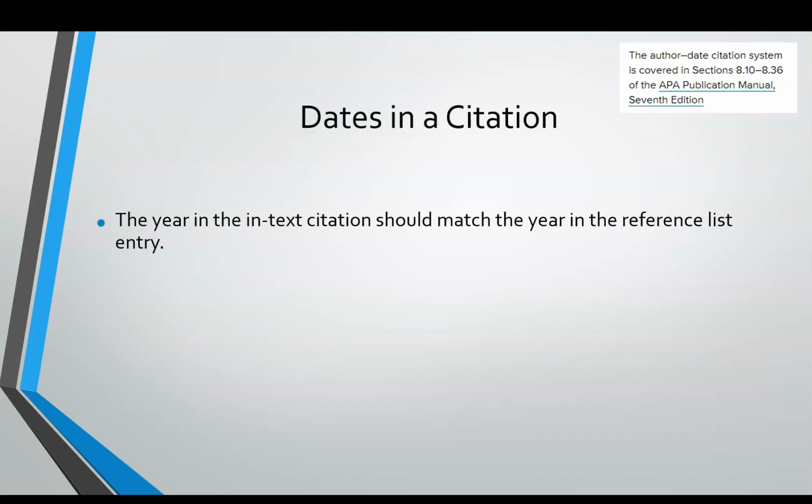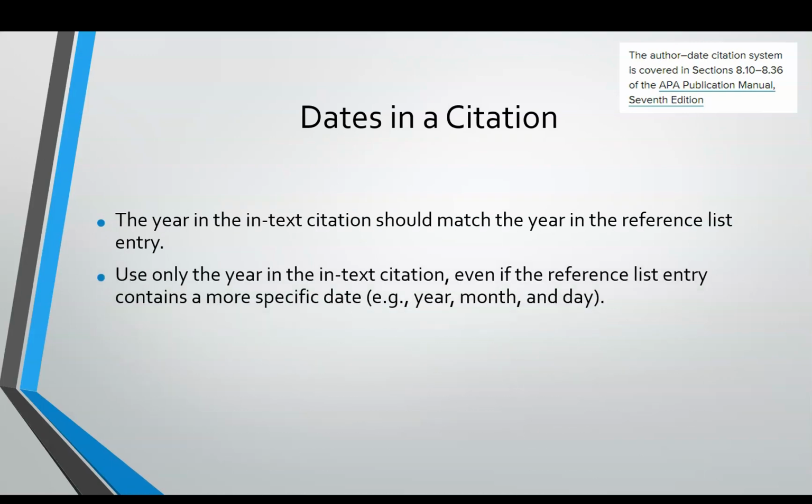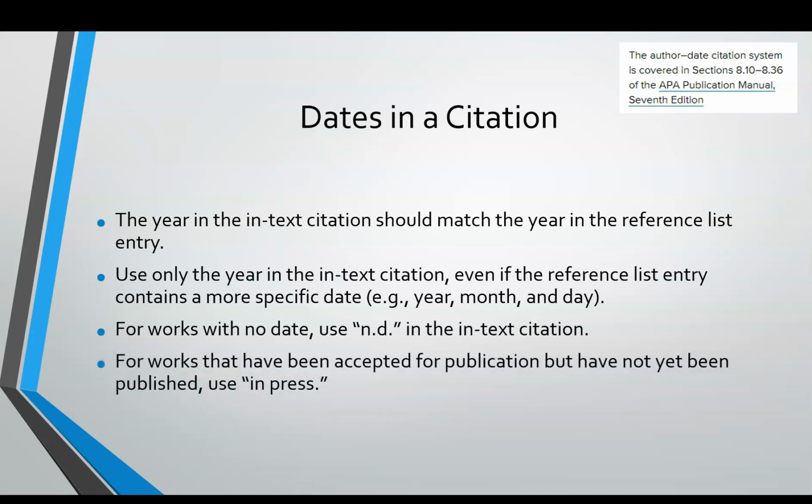The year in the in-text citation should match the year in the reference list entry. Use only the year in the in-text citation, even if the reference list entry contains a more specific date, like the year, the month, and the day. For works that have no date, use ND in the in-text citation. For works that have been accepted for publication but have not yet been published, use "in press" instead of the date.